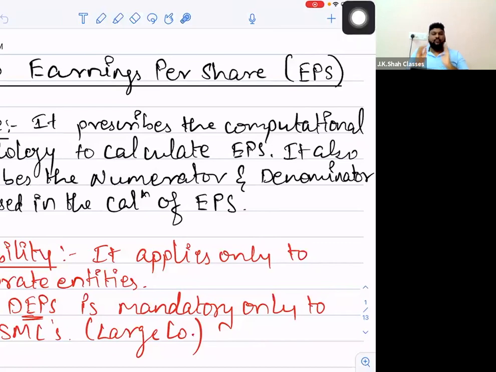Let us understand what exactly this accounting standard is, and what we are going to learn from this.